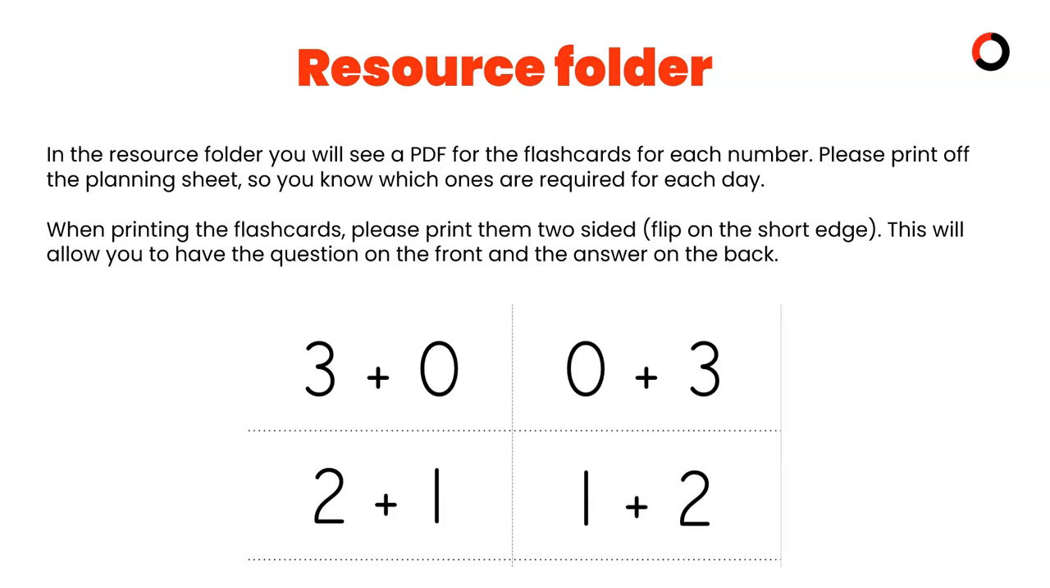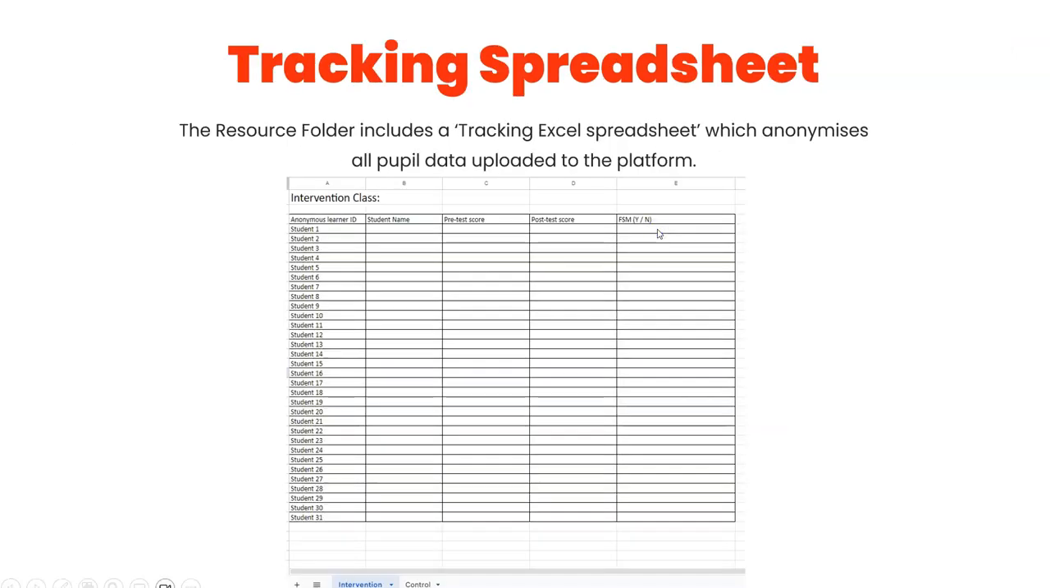In the resource folder, you will see a PDF for the flashcards for each number. Please print off the planning sheet so you know which ones are required for each day. And when printing the flashcards, please print them two-sided, so flip on the short edge. This will allow you to have the question on the front and the answer on the back. Also, in the resource folder, you will see a tracking spreadsheet. This allows you to link an anonymized learner on the platform to a student in your class.